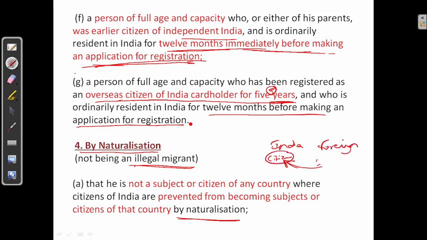Okay, any person who goes to a foreign country from India and tries for citizenship, if he doesn't get citizenship by naturalization in that country, and if a person of that country comes to India, even he doesn't get the citizenship of India.